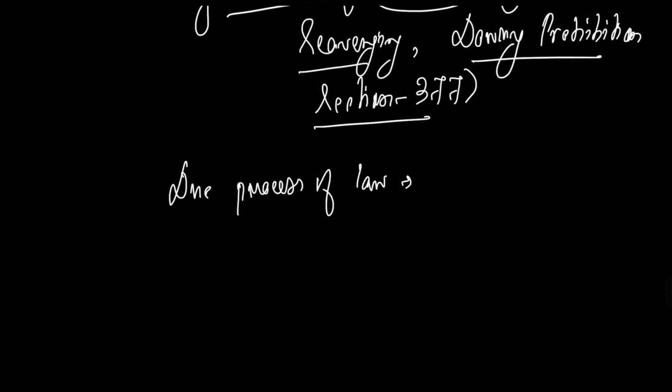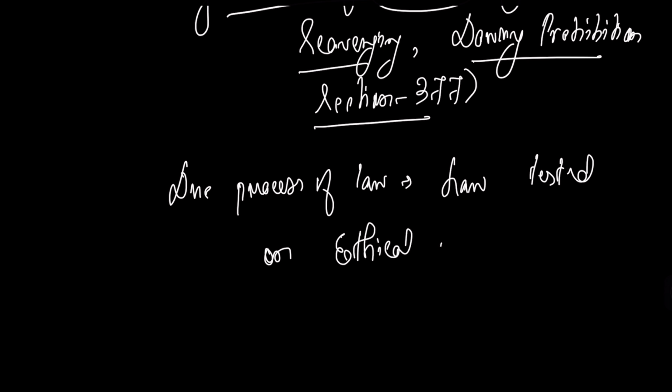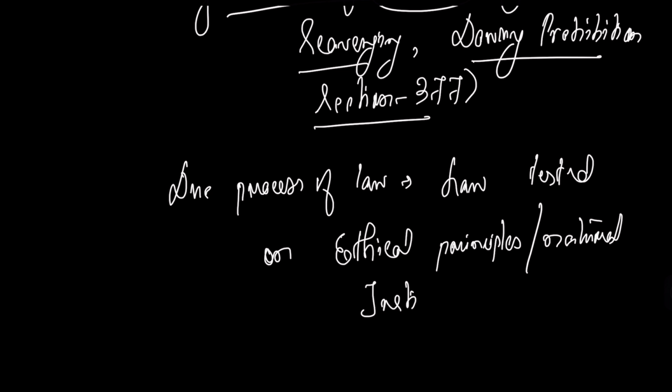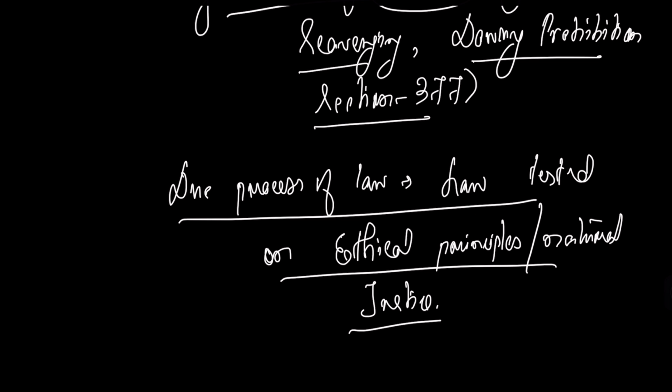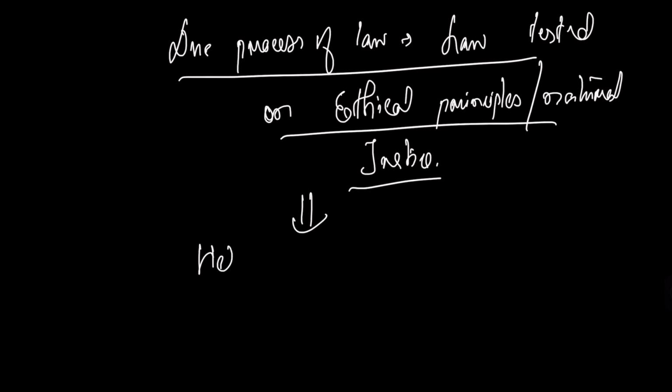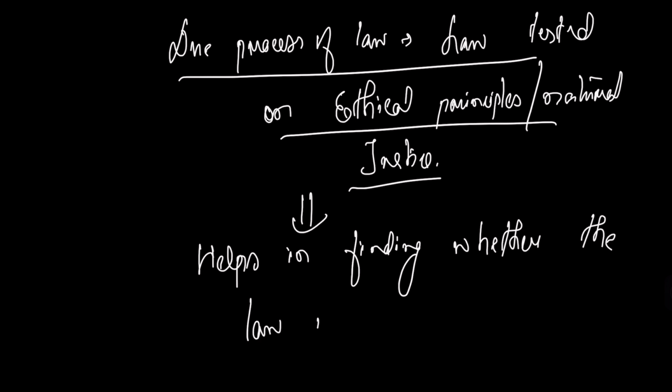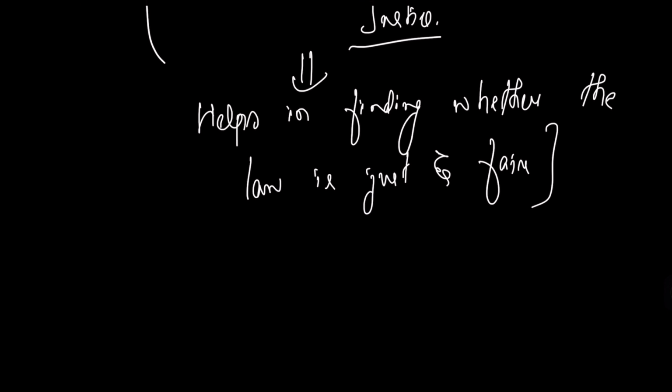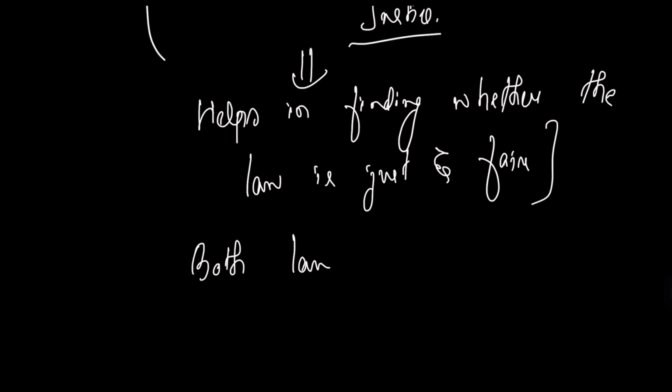Again, due process of law is the law tested on ethical principles, or natural justice. It helps in finding whether the law is just and fair, right? So both law and ethics are complementary.